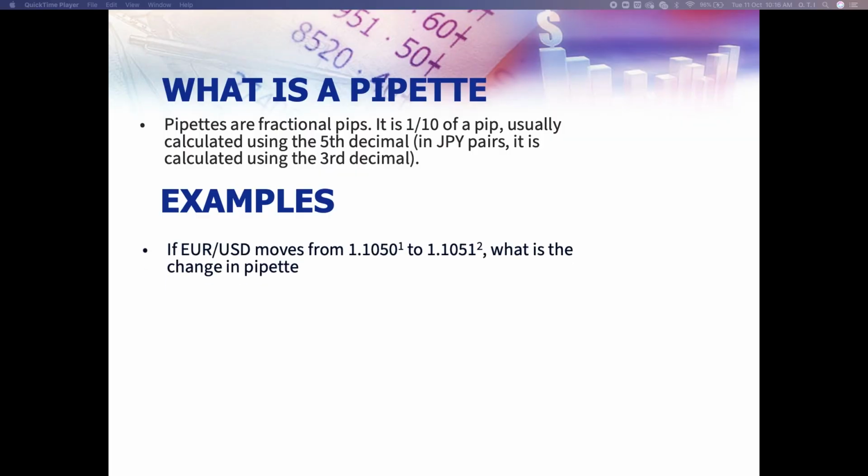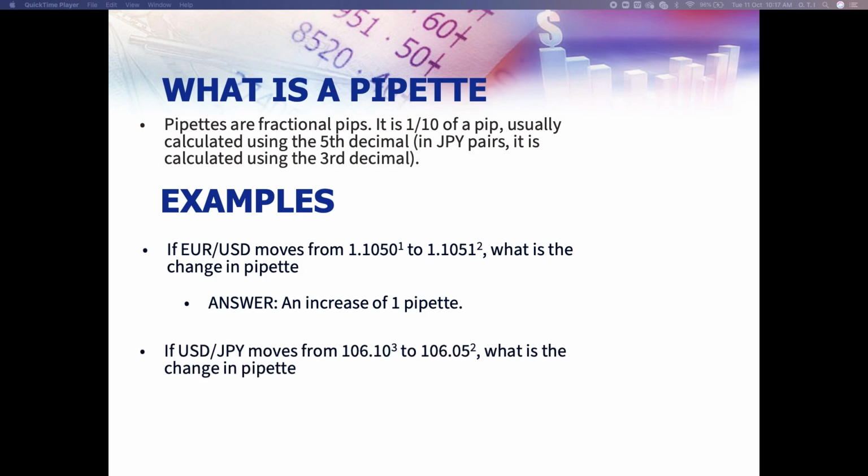Now if EUR/USD moves from 1.10501 to 1.10512, what is the change in pipette? Now we said that the pipette is located in the 5th decimal place. So after the decimal point, what is the 5th decimal number? 1, 2, 3, 4, 5. So the 1 here is our pipette at this point, right? Looking at the 5th decimal point, what is the change in pipette? There was a 1 pipette increase, because you can see that there was a 1 here which changed to 2.